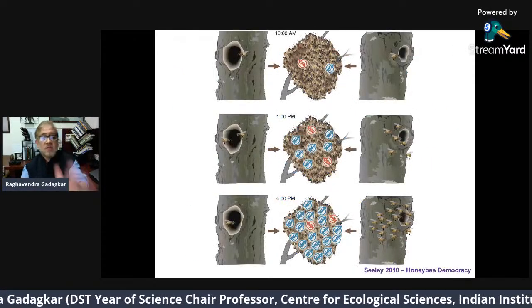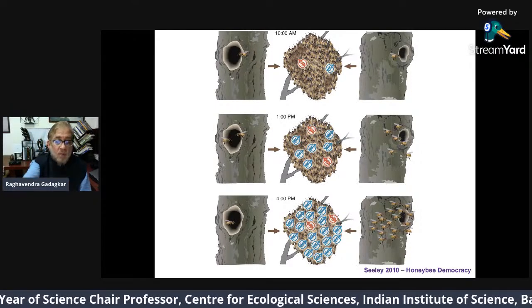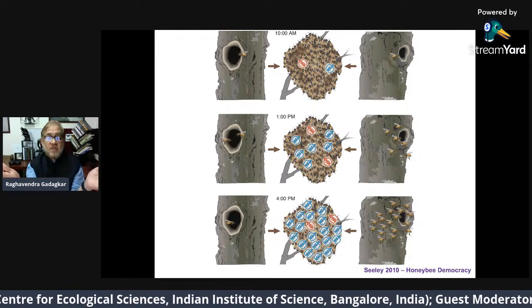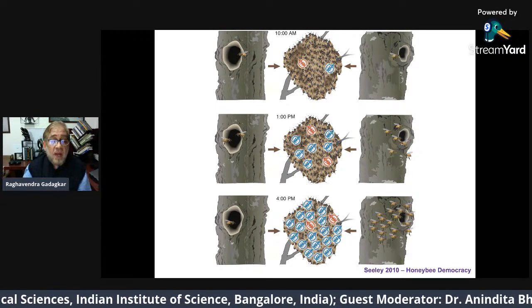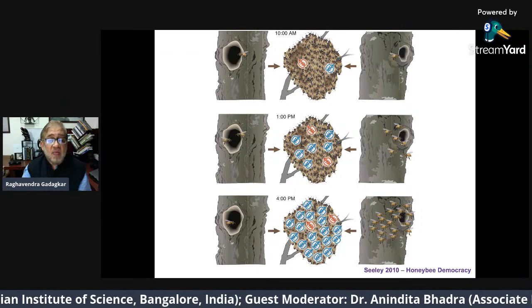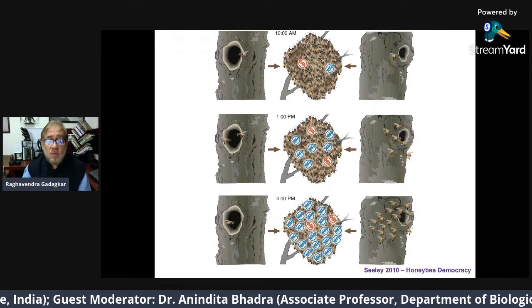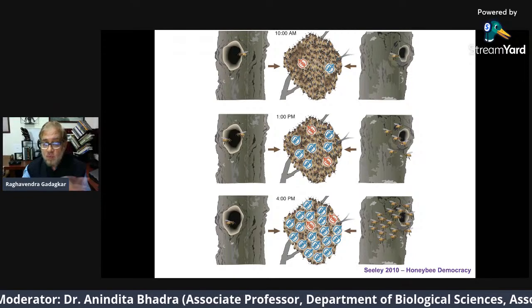What do they do? So here is just a schematic. There is the swarm in the middle, and you can see in the upper panel, two bees are dancing for two different sites. After some time, you will find that the number of bees dancing, the blue ones, keeps increasing, the red decreases, and finally it is mostly blue. And they all go to the blue site.